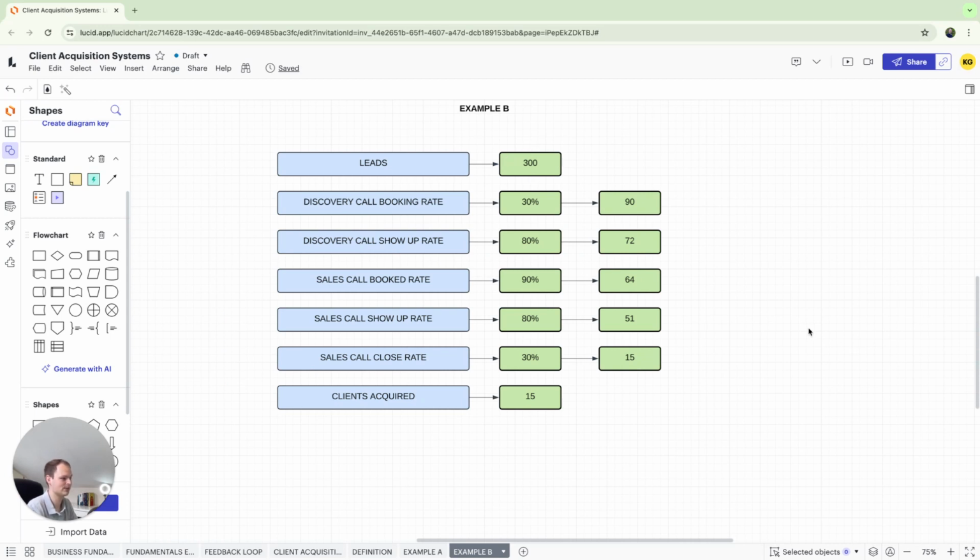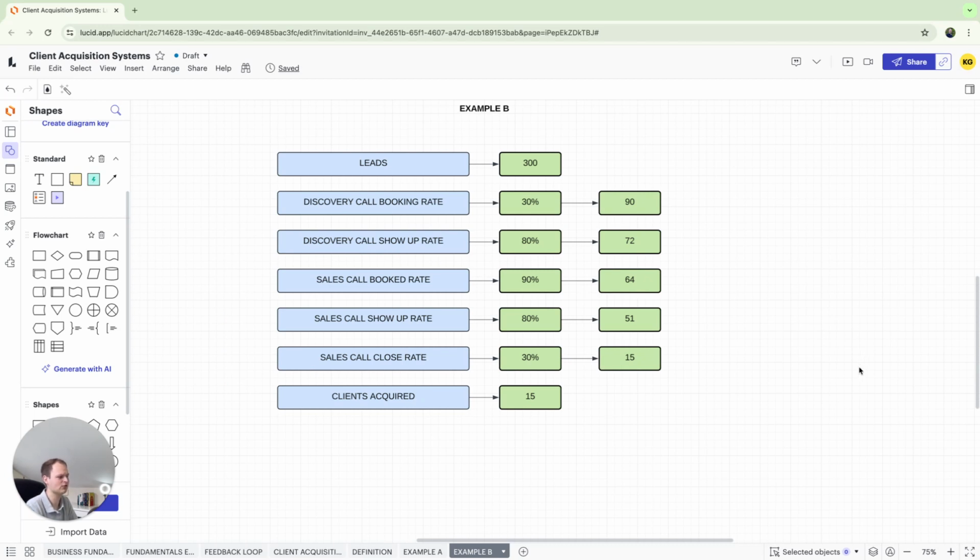Now, the difference between A and B is that we tripled the lead flow. So we do this by dialing in our targeting to increase the lead flow. And as a result of dialing in the targeting, our sales call booked rate increases as we're speaking to more qualified people on the discovery calls that progress to sales calls. And because we're speaking to more targeted prospects, our close rate will also increase.